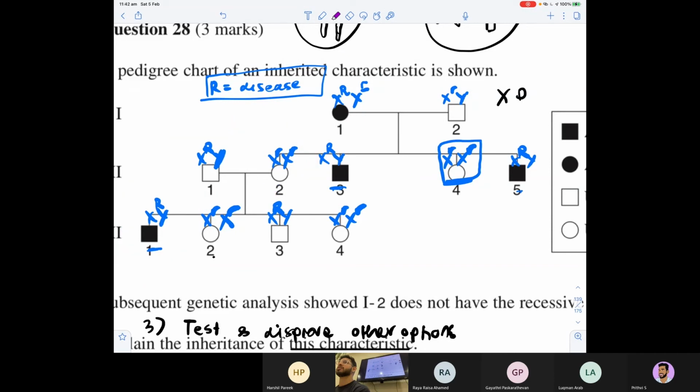What do you notice? There is a daughter who has 2 little r alleles. Well, the mom can only give 1. That means a father must be able to give another little r allele. But can he? So what have you disproved? Sex-linkage dominant. So that is how you disprove a type of inheritance.